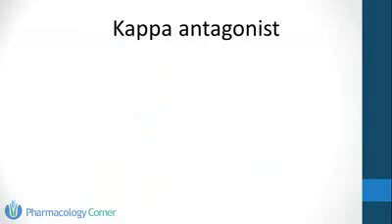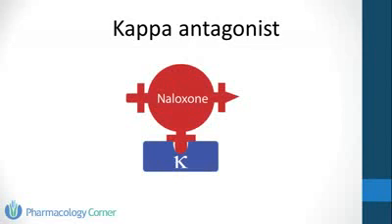Finally, let's find out which drug acts as an antagonist of the kappa receptor. We can see again that naloxone binds to kappa receptors. But if you take a closer look, you'll see that the naloxone icon doesn't match perfectly the kappa receptor. So what the diagram wants to show is that naloxone has lower affinity for kappa receptors than for mu receptors.